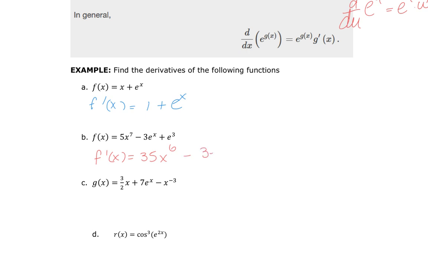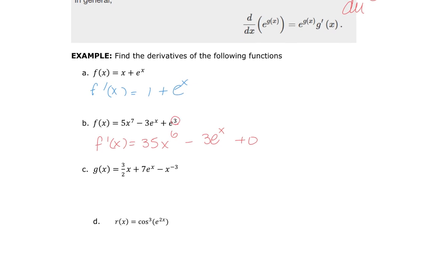And then minus 3e to the x, because e to the x is e to the x all day long, and 3 is just a multiplier. And then the last one, pay attention that this is a constant, so its derivative would be 0.